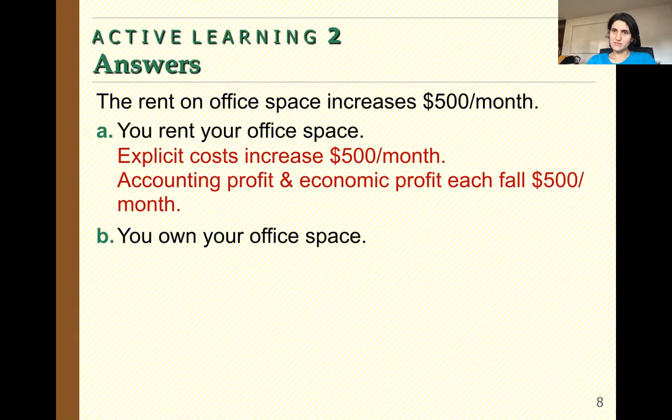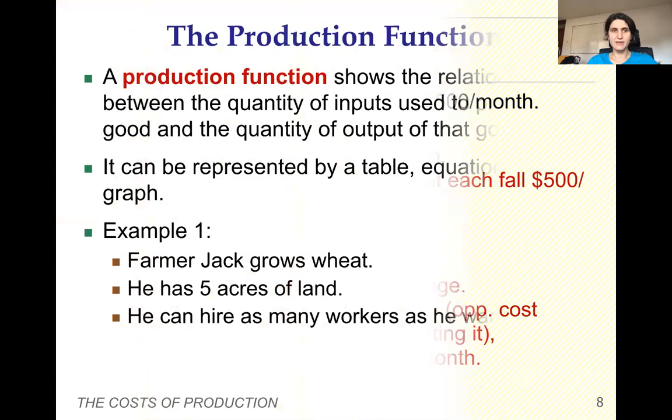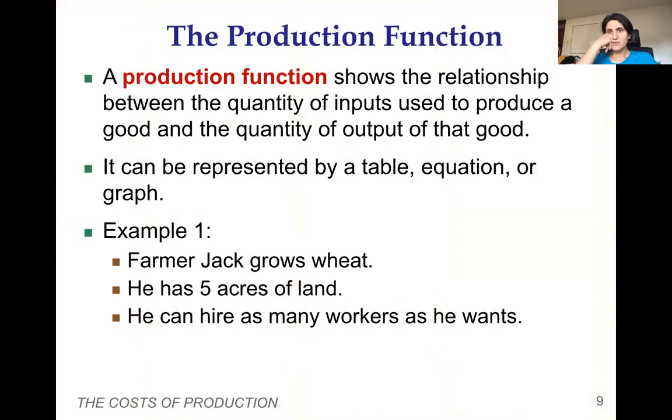If you own the office space, explicit costs do not change, as in the previous example. So accounting profit doesn't change, but implicit cost increases by $500 per month because the opportunity cost of using your space instead of renting it is also $500. So economic profit falls by $500 per month. Okay, so now I hope you understand the difference between accounting profit and economic profit.